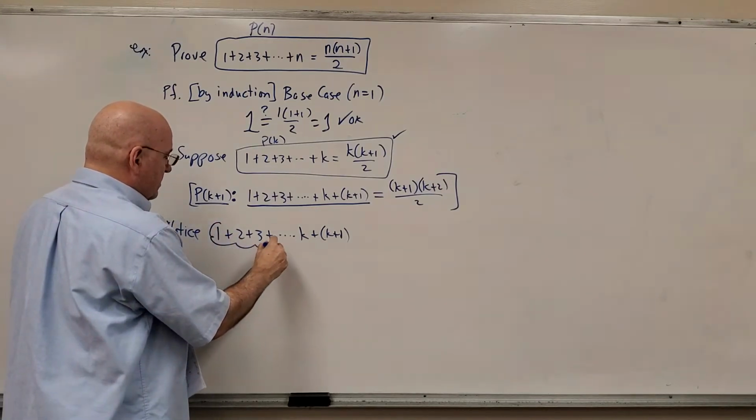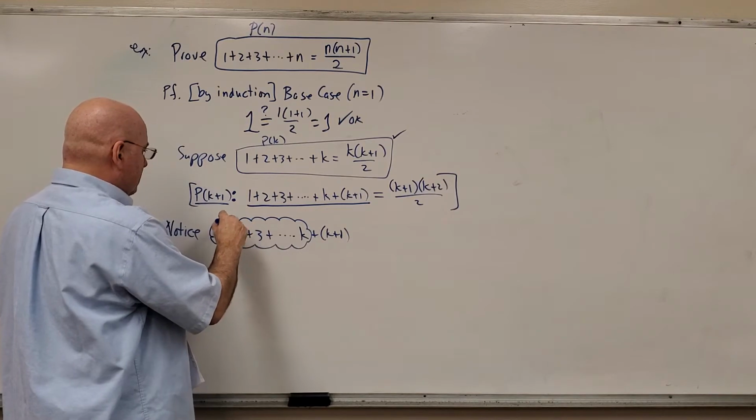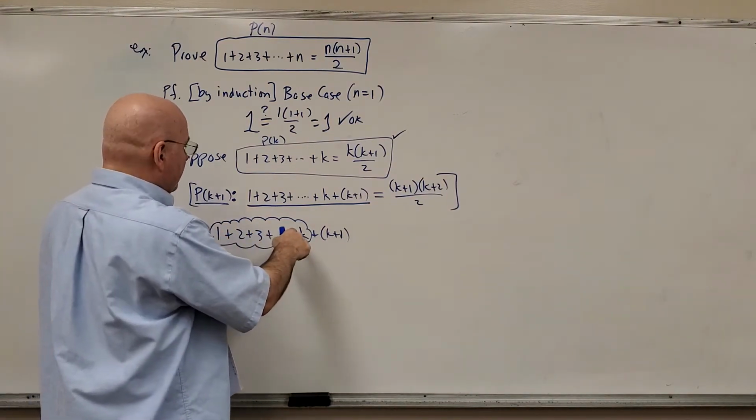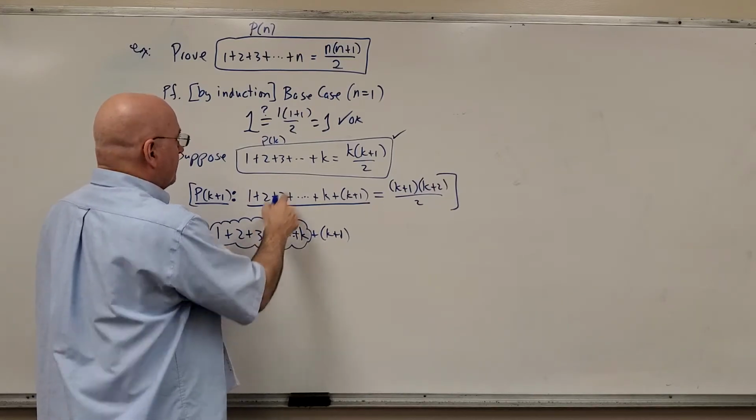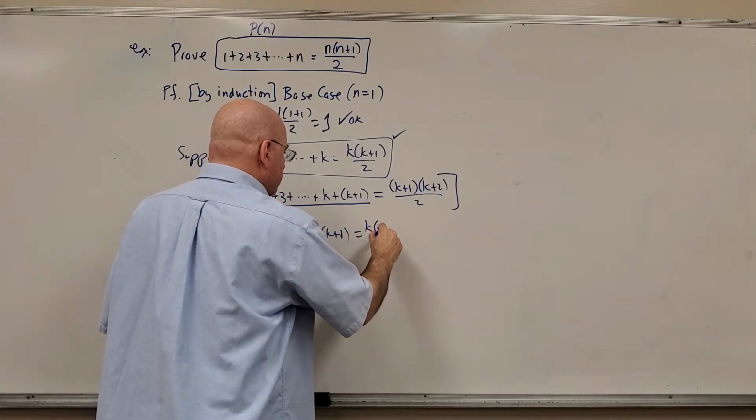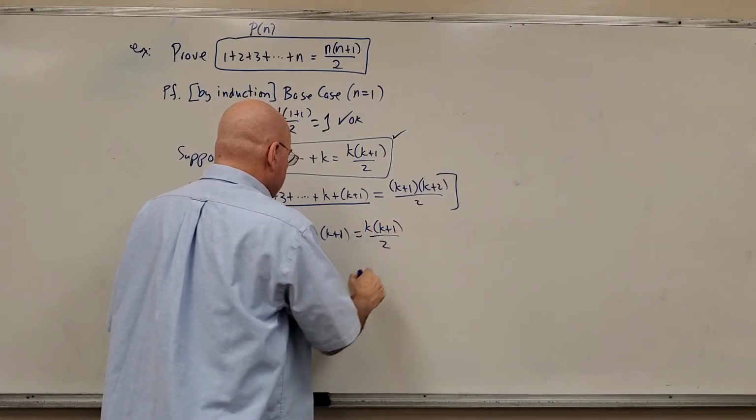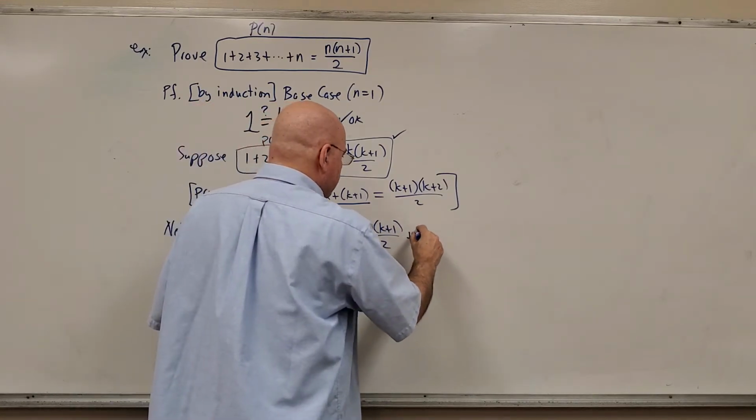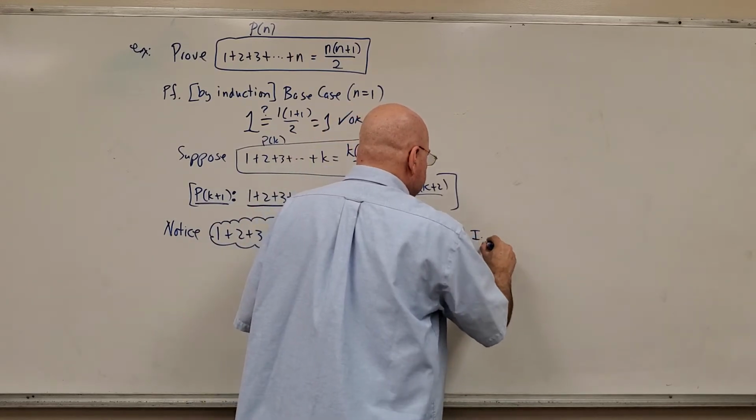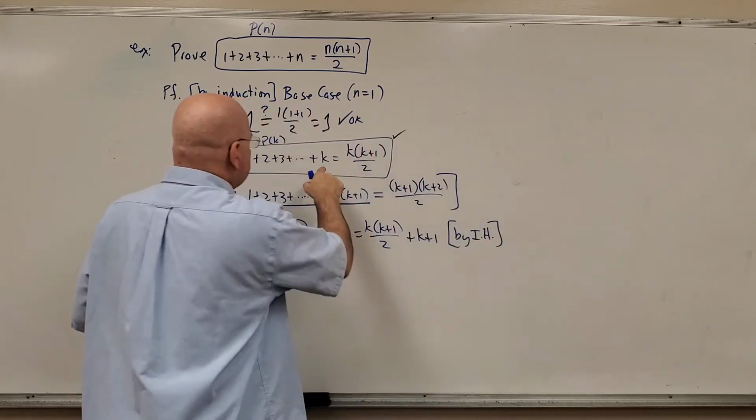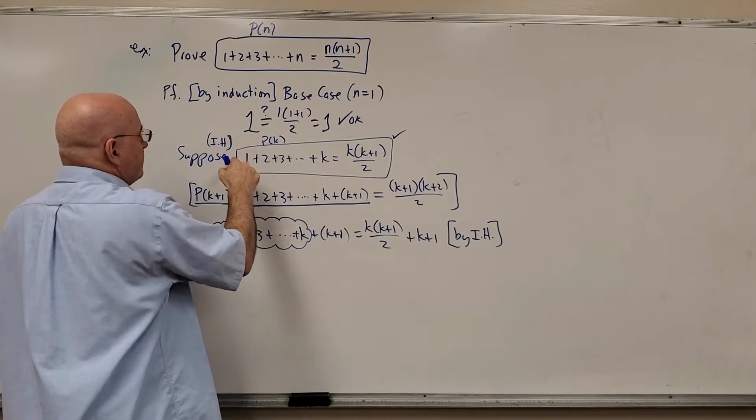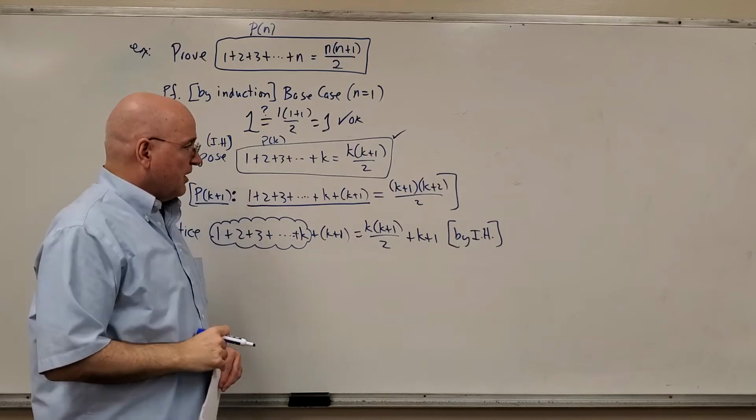So what I just circled is the sum from 1 to k, and that's equal to k times k plus 1 over 2, and then plus k plus 1. And I'll note that that's by the induction or inductive hypothesis. We just supposed that's true, our hypothesis.